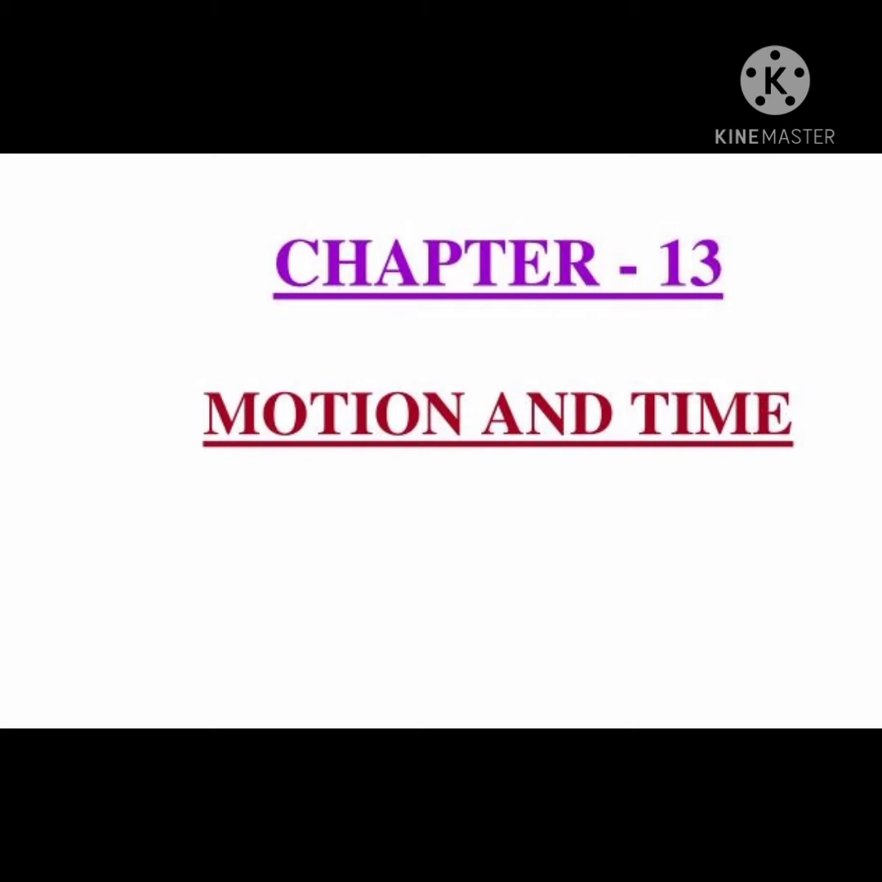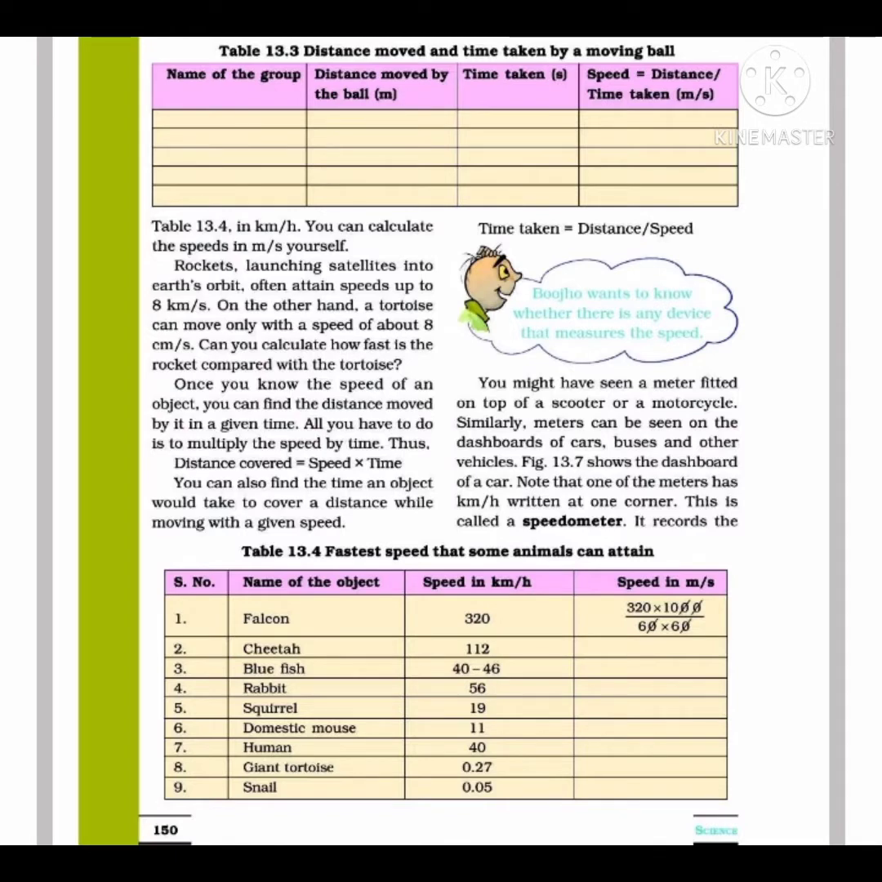So here you can see different activities are there. On page number 150, two tables are there, table 13.3 and 13.4. In the first table, you have to write the name of the group or name of the person, distance moved by the ball, and this activity is done using a ball. You have to roll the ball over the ground. The activity is clearly mentioned there in the textbook.